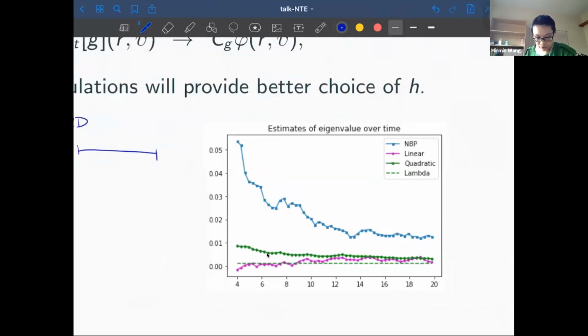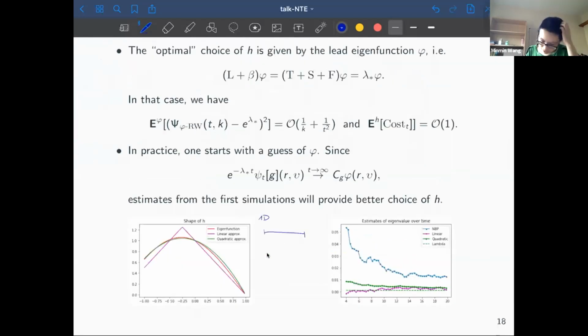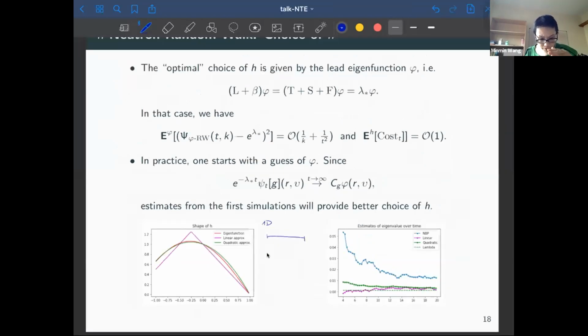In these plots, the linear one is again the purple line, and the green line corresponds to the quadratic. Both of them outperform the branching process estimators. That's why in our paper we propose to just start with a linear approximation to plug into this H transform.